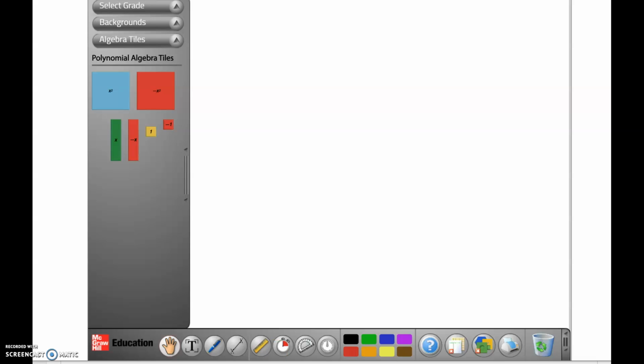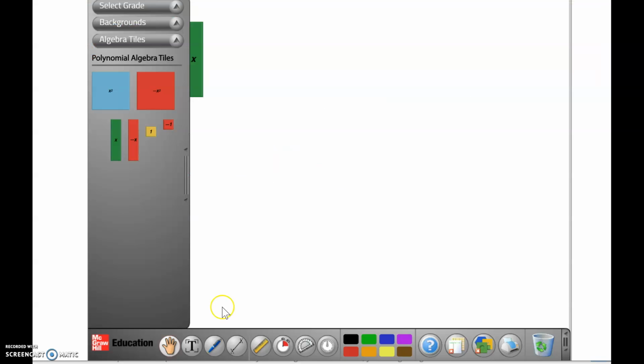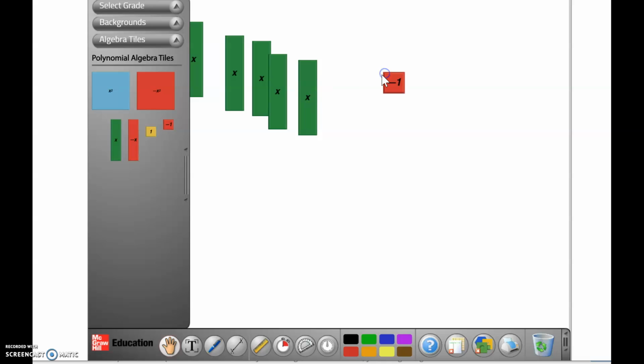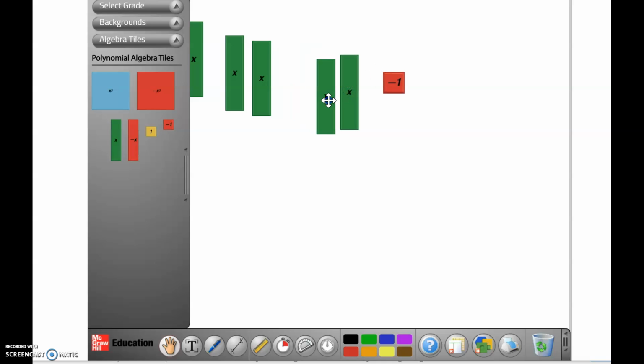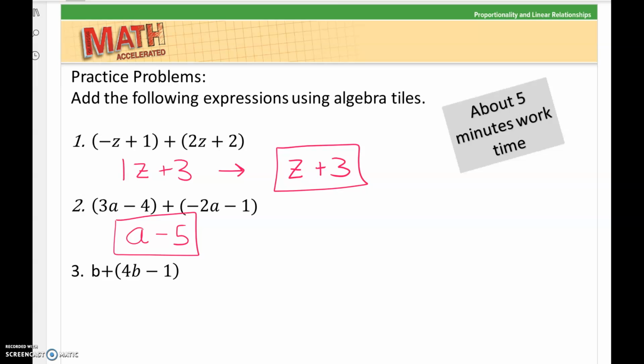So if we have b, we would just have one of these guys. I don't know what's hiding right there. And then our other expression was 4b minus 1. So when we have 4 b's, 4 x's, and then minus 1. So when we combine all those together, we just end up with 5b, I don't know why that one's trapped, minus 1. So 5b minus 1.